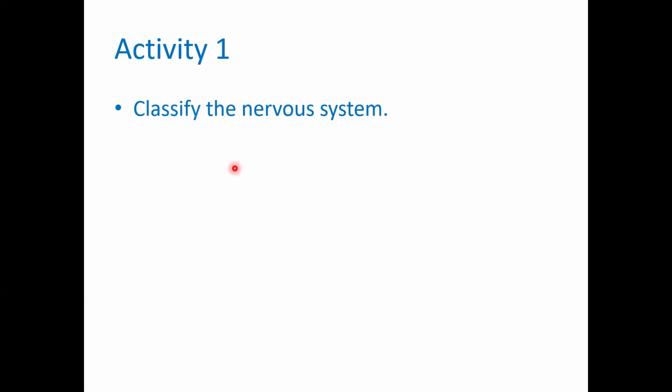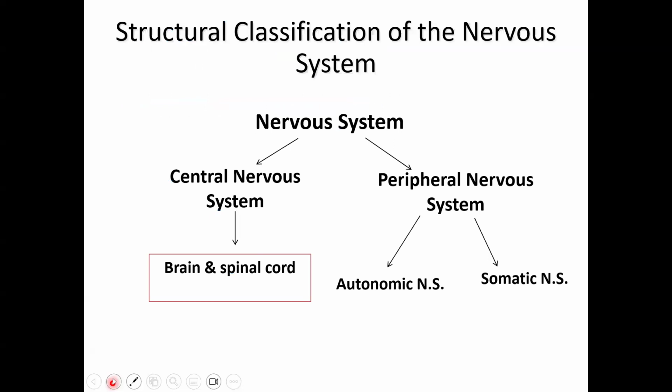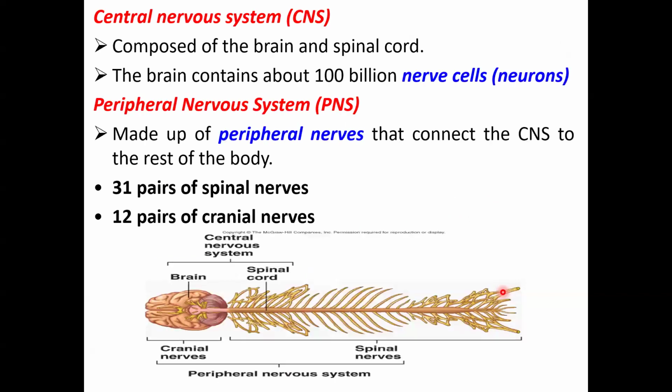Activity number 1, classify the nervous system. The nervous system is divided into the central nervous system and the peripheral nervous system. The central nervous system is formed of the brain and spinal cord, while the peripheral nervous system is divided into the autonomic nervous system and the somatic nervous system. Okay.